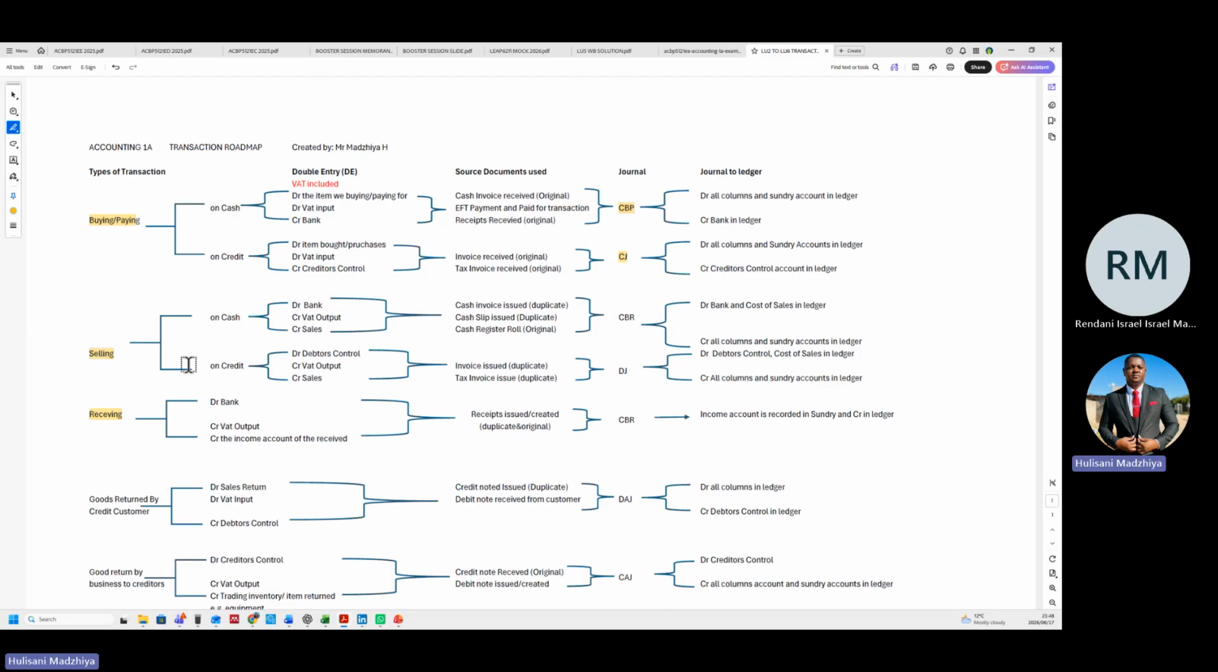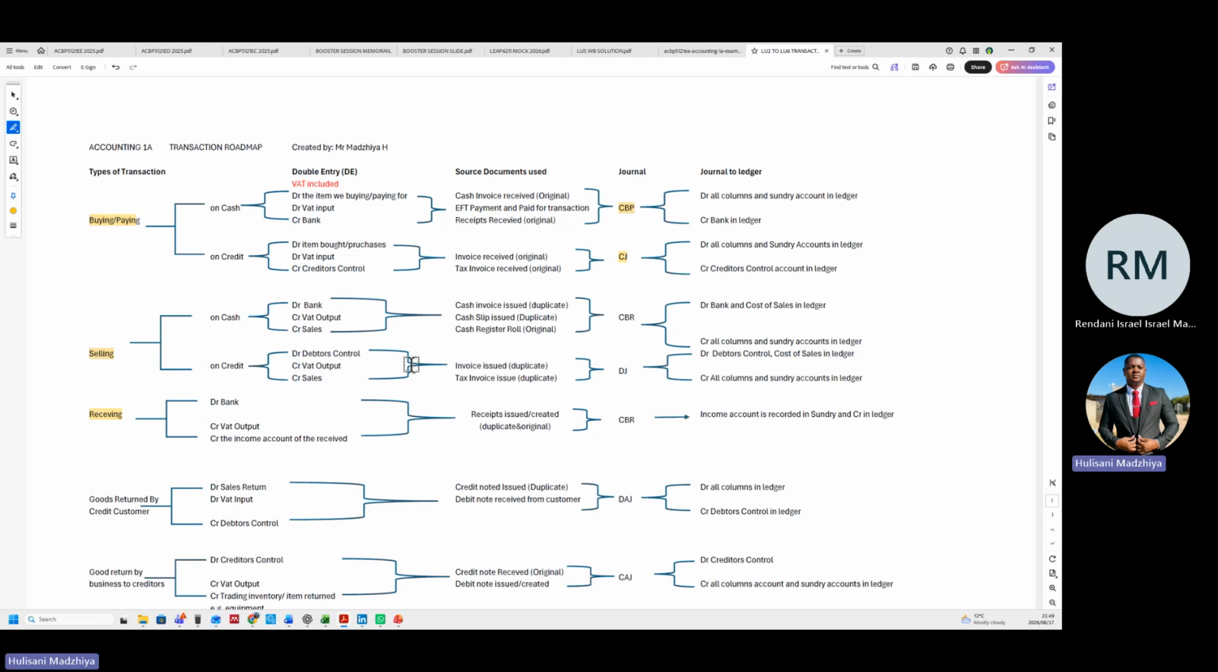Then moving forward to selling on credit. When you're selling on credit, it means that you're not receiving money. So this means that we create something called a debtors control, someone who will owe the business money for goods they received on credit. So you debit debtors control, you credit VAT output, the VAT that is paid over to SARS. Then you credit sales. The sales will be the amount excluding VAT, your total selling price excluding VAT.